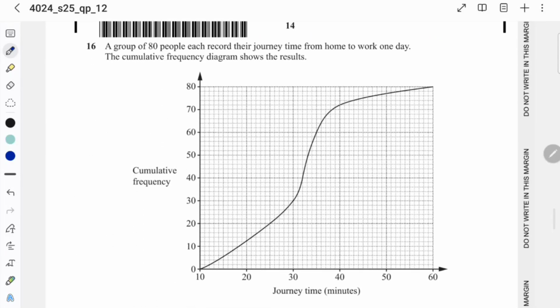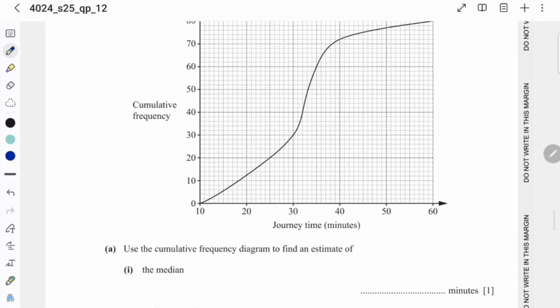Now the next question, cumulative frequency curve. A group of 80 people each record their journey time from home to work one day. The cumulative frequency diagram shows the results. Okay, so use the cumulative frequency diagram and find an estimate of the median.